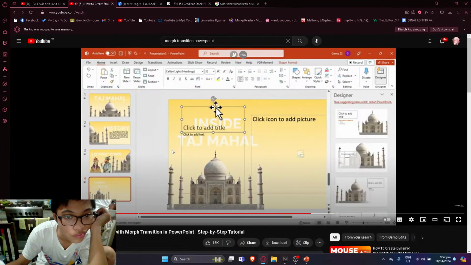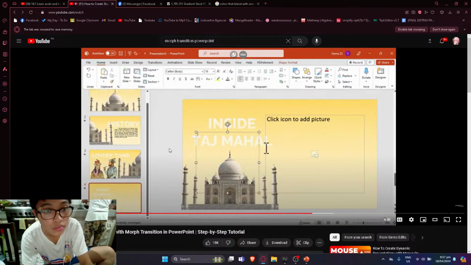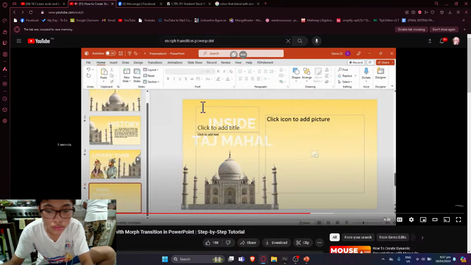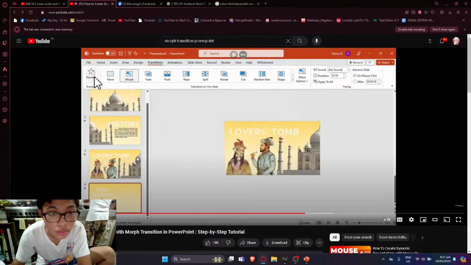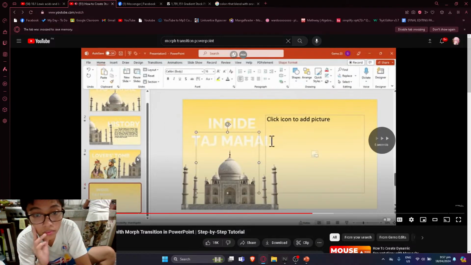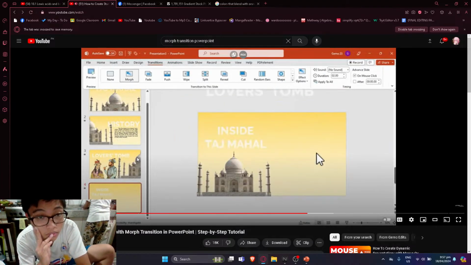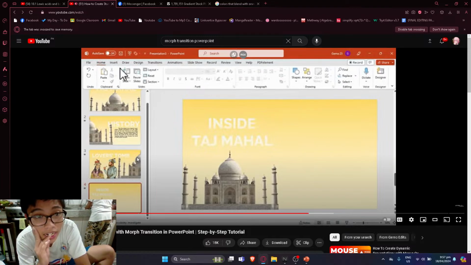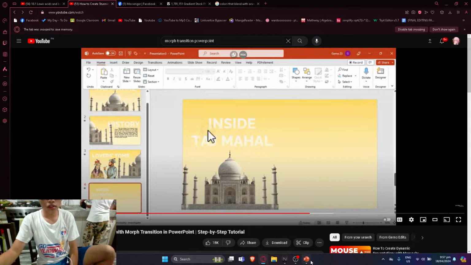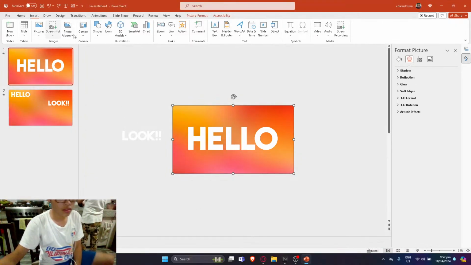We can also create a carousel effect with morph transition for images in Microsoft. We can the left effect, as you can see, transition came from the left side of the slide. Layout. What the heck is layout?